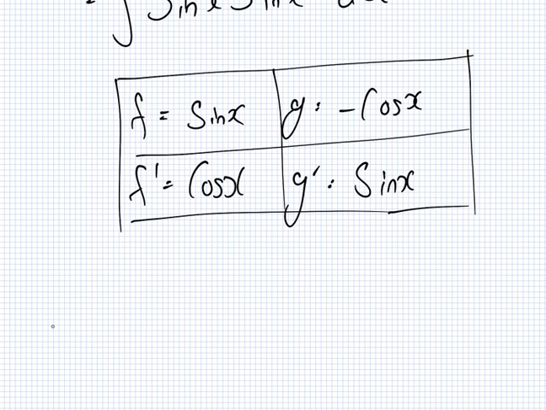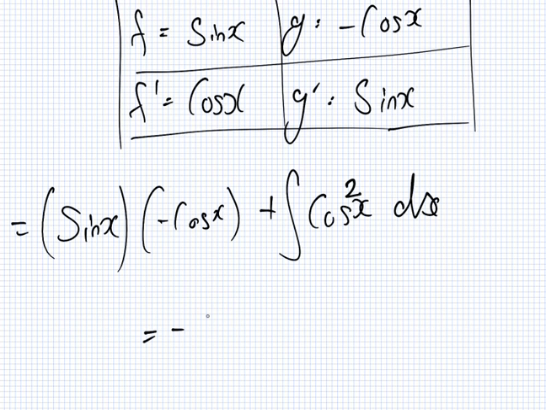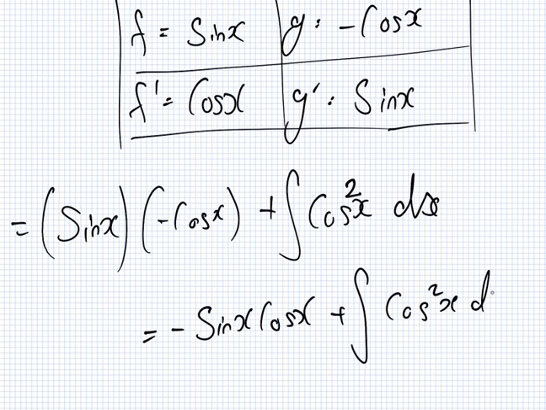Okay, so we can use our formula. It is fg minus the integral of f derivative g. And the reason I squared it is because I'm going to get a cos x and a cos x, but actually that's a minus cos x, so I should change this to plus, minus f derivative g. Yes, it's a plus then. So this equals minus sine x cos x plus the integral of cos squared x dx.